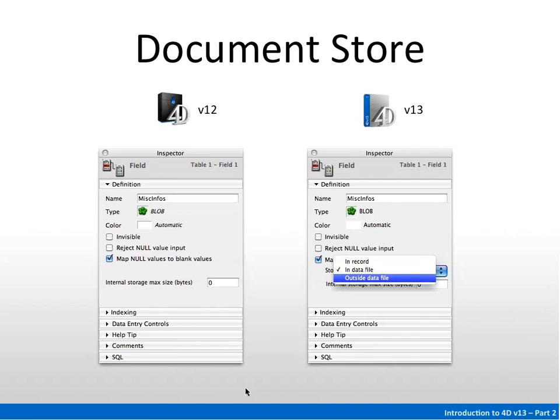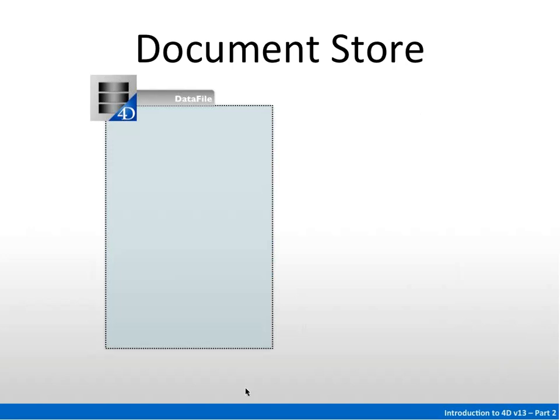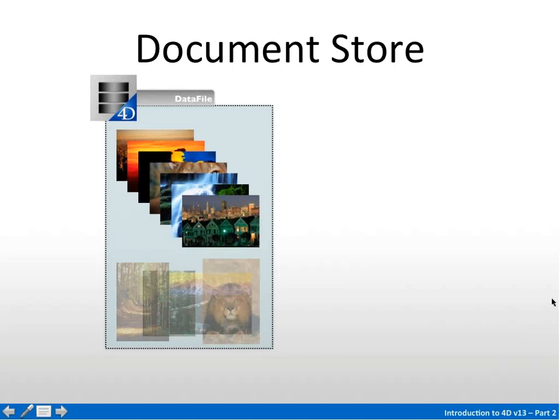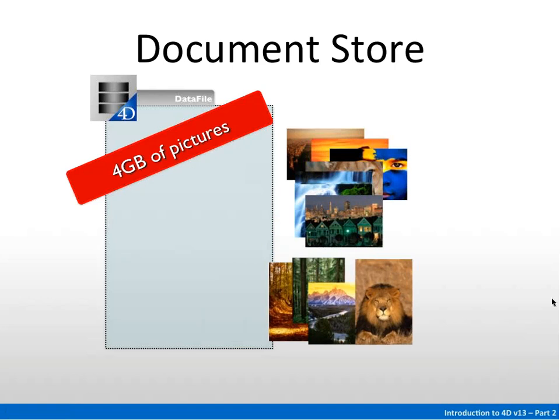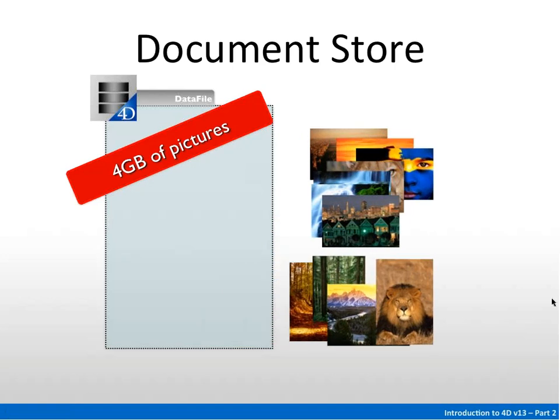Now, why would you want to do this? Here's just a simple example. Let's say we have a database and it contains pictures. In fact, it contains a lot of pictures. In this particular example, we're going to say the data file has 4 gigabytes of pictures. What happens if we can instead store those pictures outside the data file? The first improvement I already mentioned, which is you get an improvement in sequential query speed because 4D doesn't have to go and load those large objects into the cache when you're doing a query.